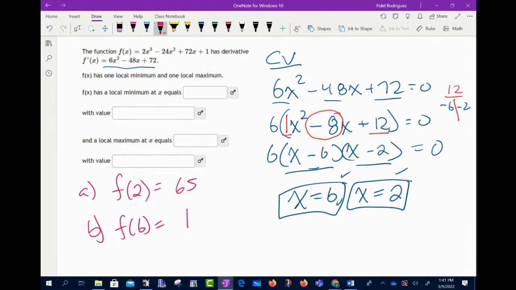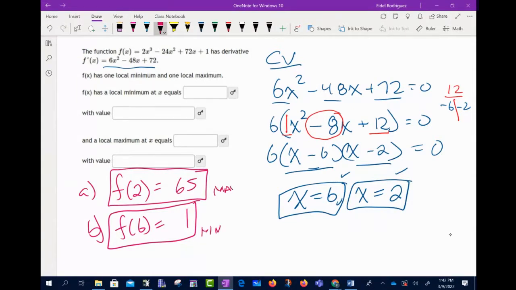Okay, and so again, let's go ahead and answer the question. It says f of x has one local minimum and one local maximum. The local minimum occurs when x is equal to... So again, y'all look, I'm going to look at my two answers that we came up with. Which is the minimum? What's the lower value? Yeah. So the lower, this is my min, and that's my max, right? So look what it says. It has a local minimum when x is equal to 6, the value was 1, right? And the maximum occurs when x is equal to 2 with a value of 65.